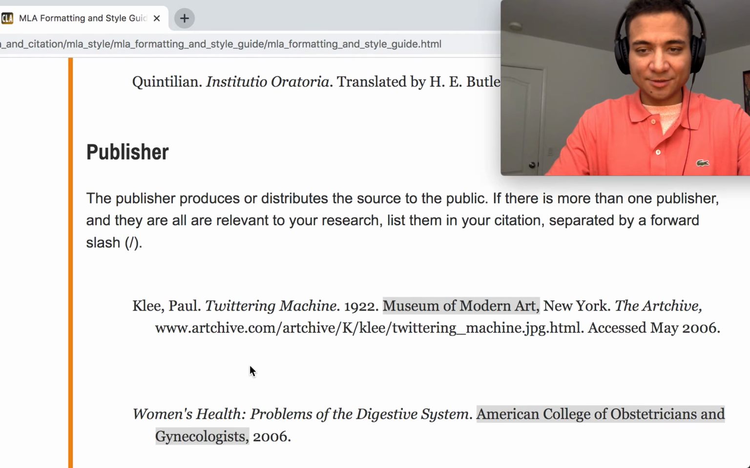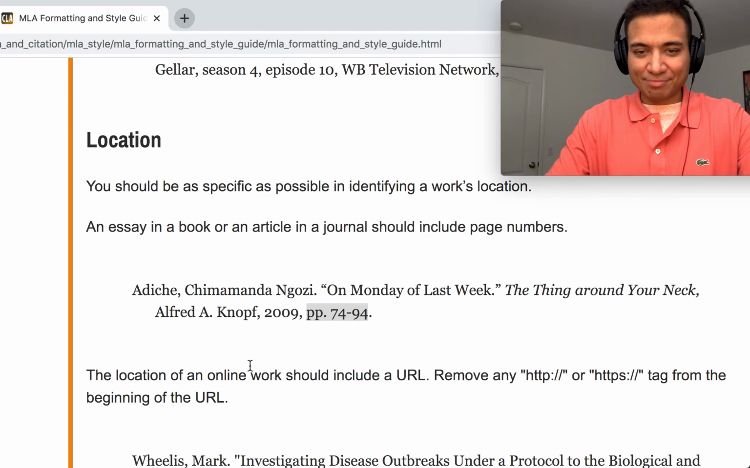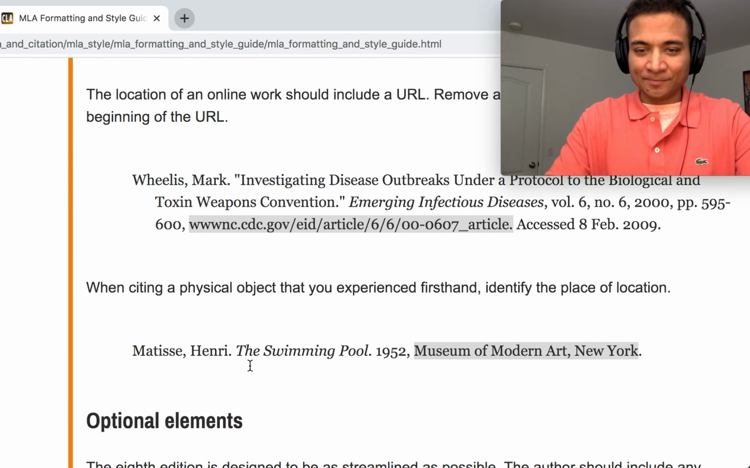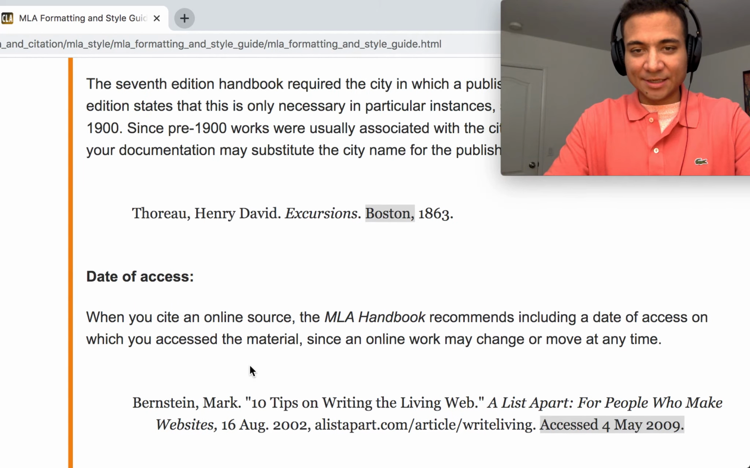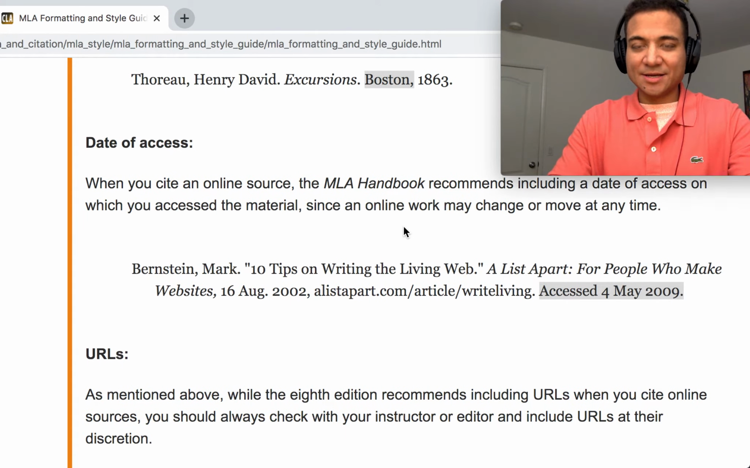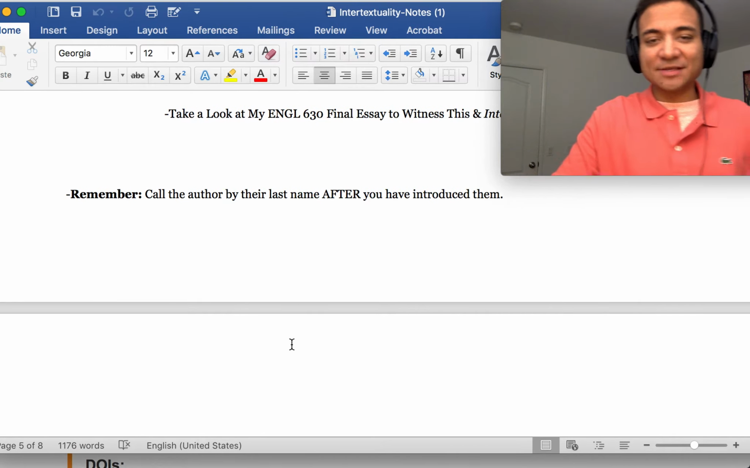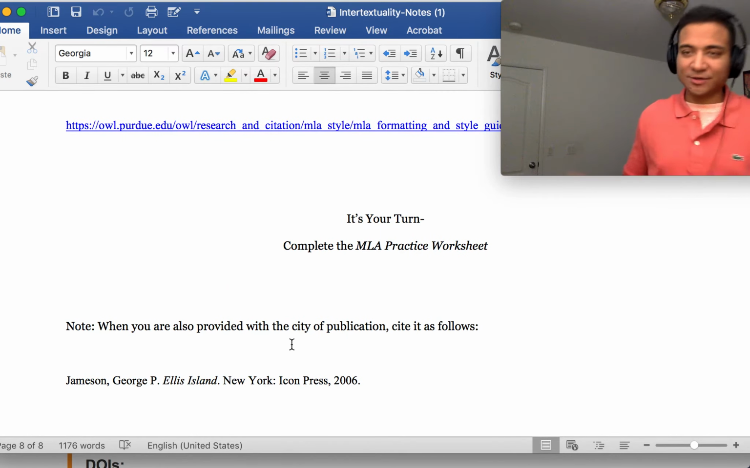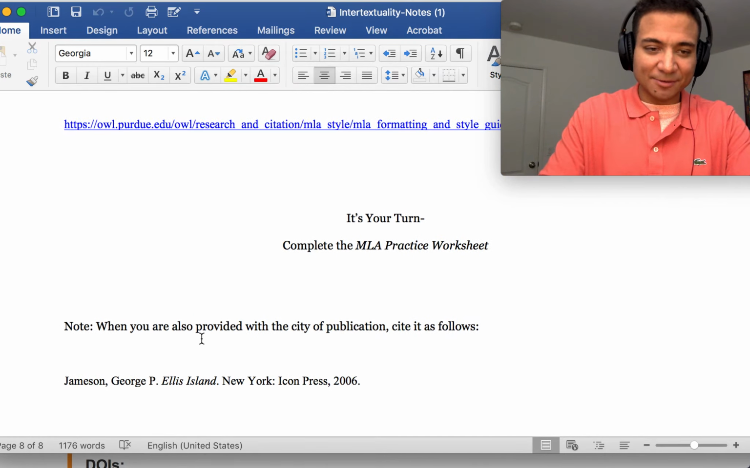We were talking about volume number, publisher. Look at you. Look at this. We're progressing. Location, we talked about it could be a page, it could be a link, if you're given that info. Here's another thing. Sometimes you will be given the names of where it was published, like in what city. Sometimes you'll be given not only the name of the publisher, but also the city where it was published. If that happens, you would cite it as follows.